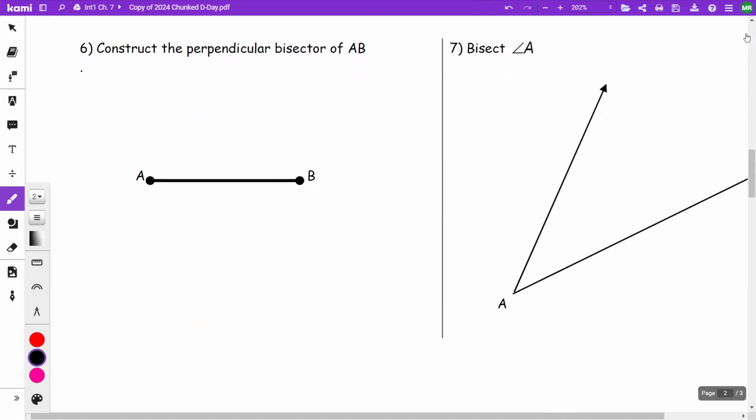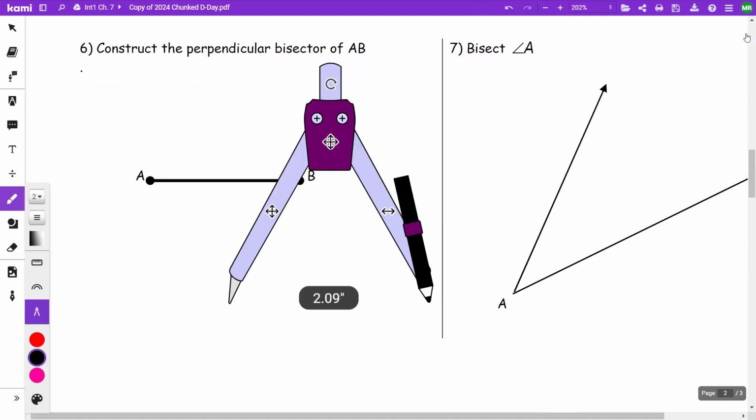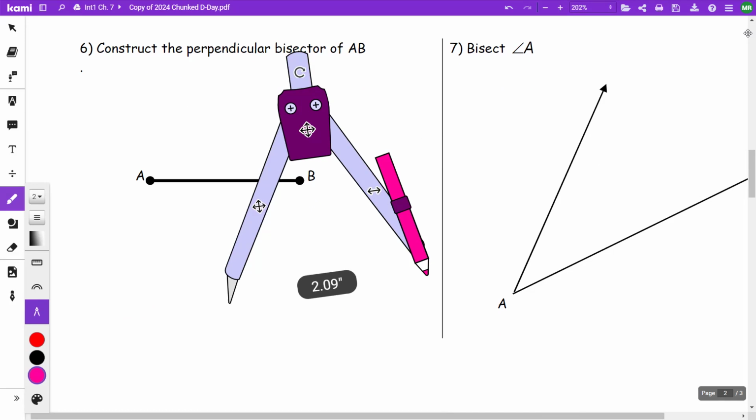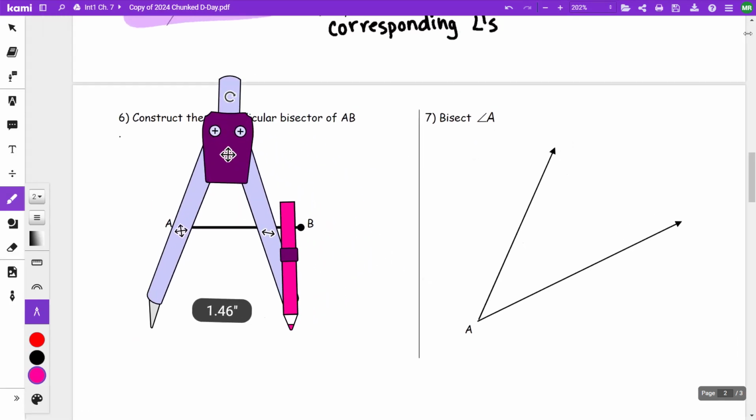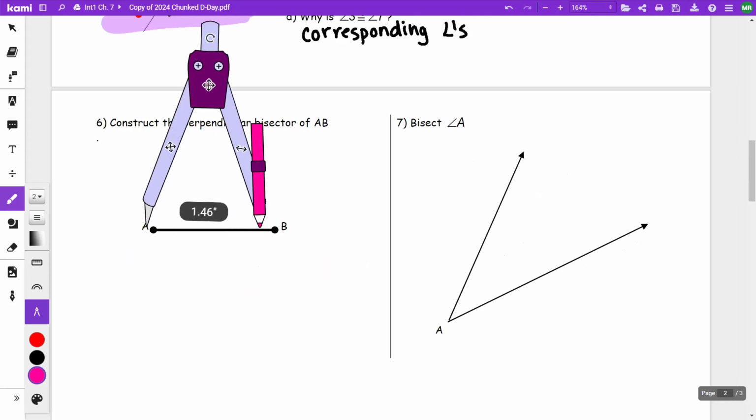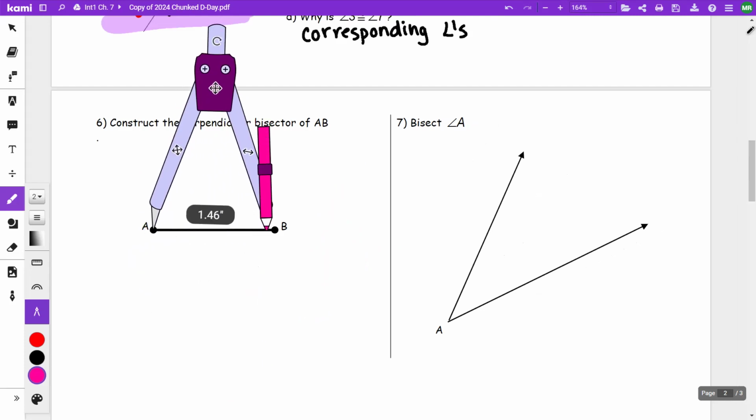Okay, I'm going to get my compass. I'm going to get two different colors here. They want us to do a perpendicular bisector. Let me shrink this down a little. We can make the radius as long or as short as we want, but we want it to be more than half. If it is half or less, it's not going to be able to form a perpendicular bisector.